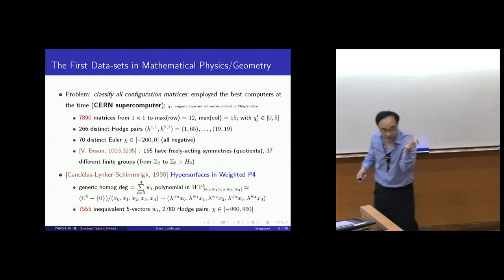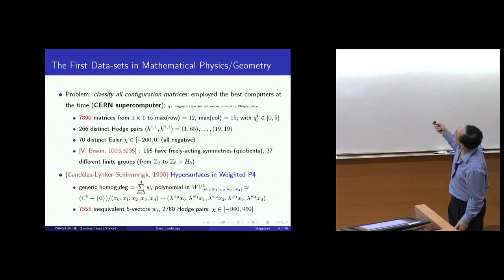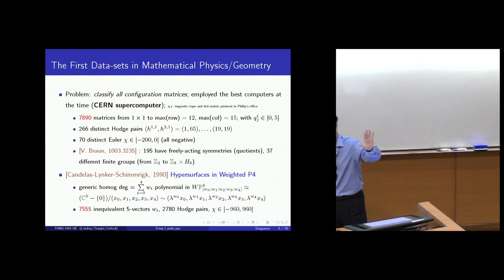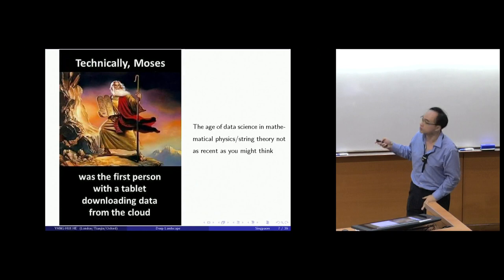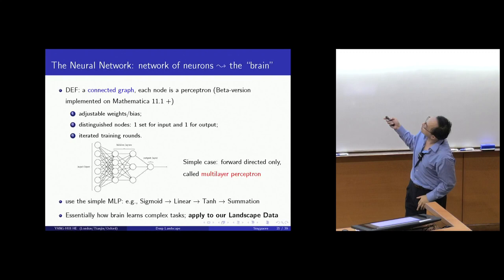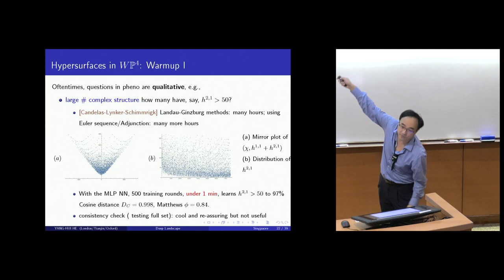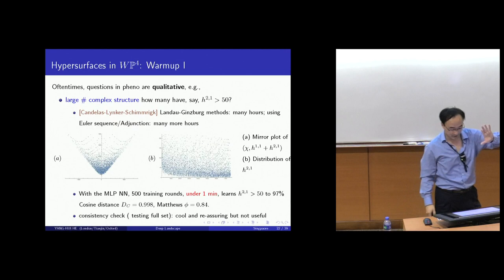That's the difficult bit. So if I want to just ask a quick question: if you gave me a 5-vector, and I have no idea what this 5-vector is, can the AI, based on the fact that it's seen some examples, start to quickly estimate whether H21 is big or small? Let's just ask this very primitive question. So what do I mean by this? If you look at this distribution, this is the 7,555 hypersurfaces in weighted CP4.